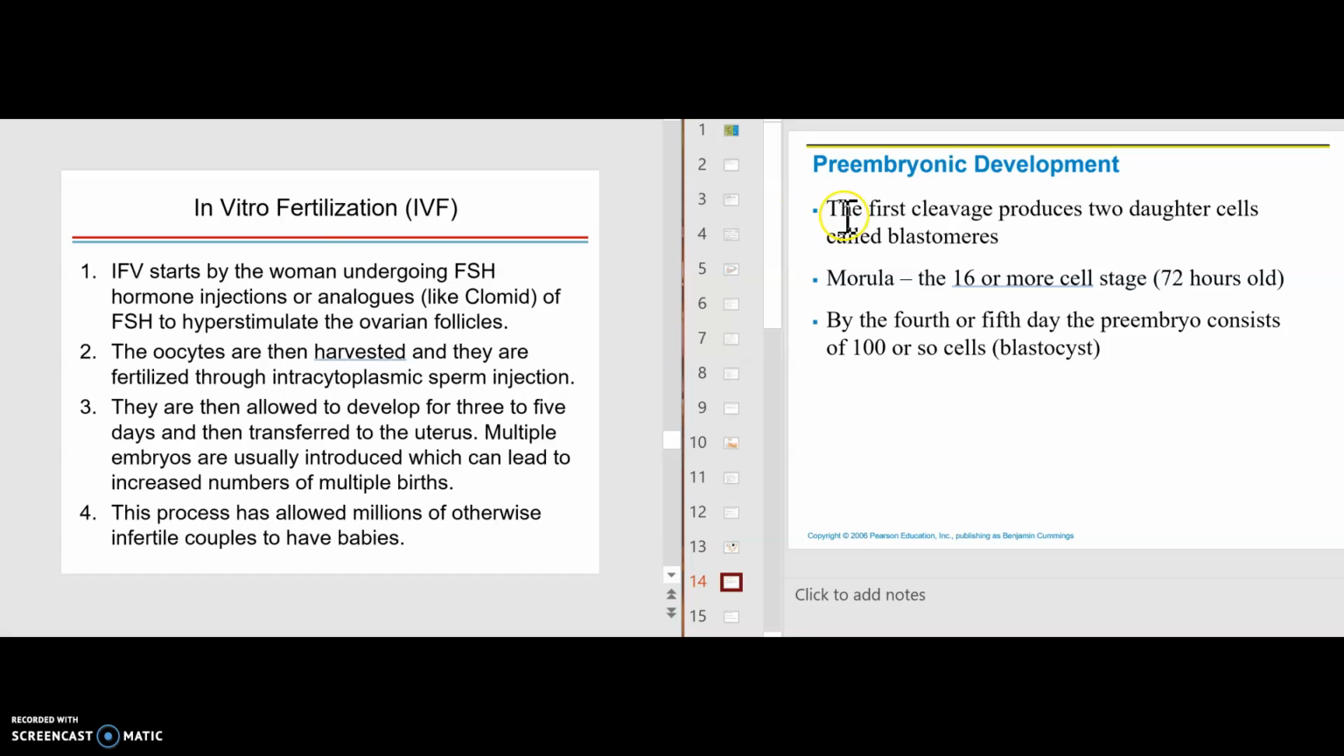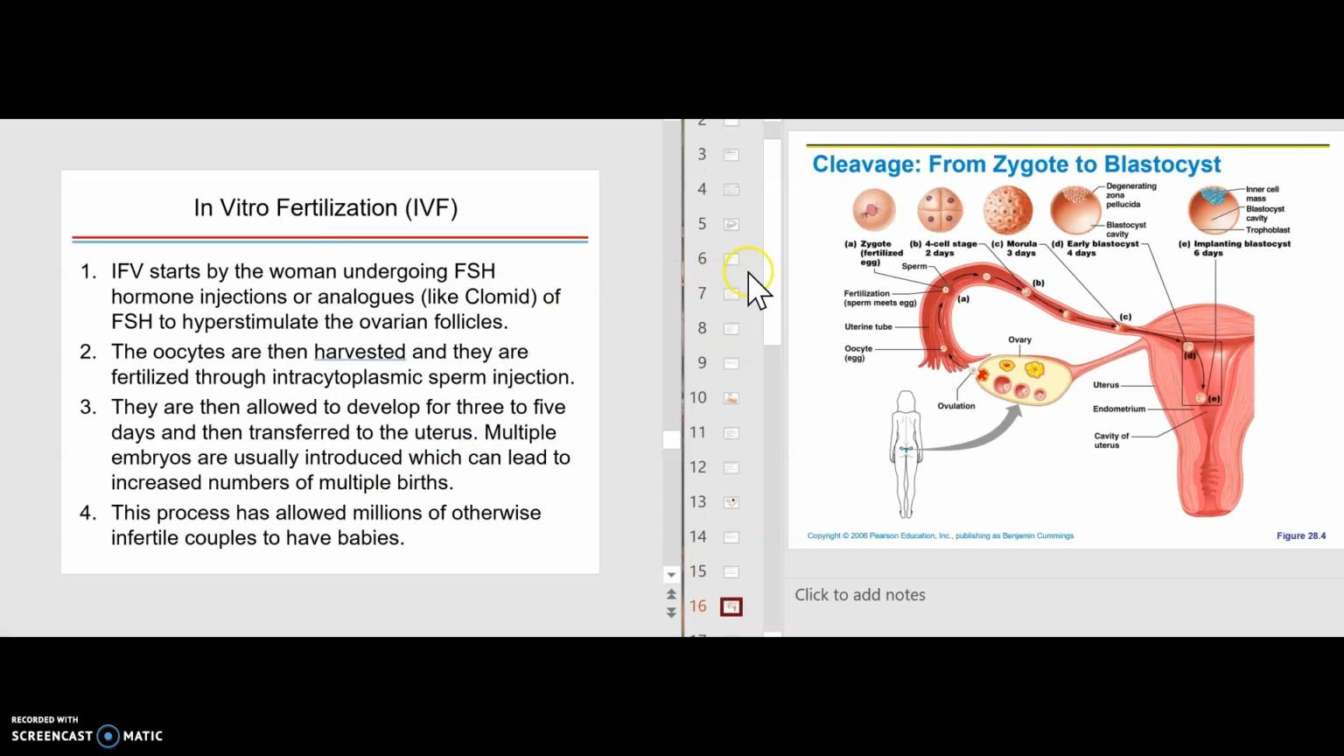Okay, so the pre-embryonic period. Remember we talked about the pre-embryonic is like the first 2 weeks. The first cleavage produces two daughter cells called blastomeres. Then there's a bunch of multiplication till you get to a morula. So you would first get the zygote, the fertilized entity. Then it would go to a 2-cell stage, which you don't see here, then 4 cells, then these would multiply. And these are the days and everything. Okay, so let's go back.